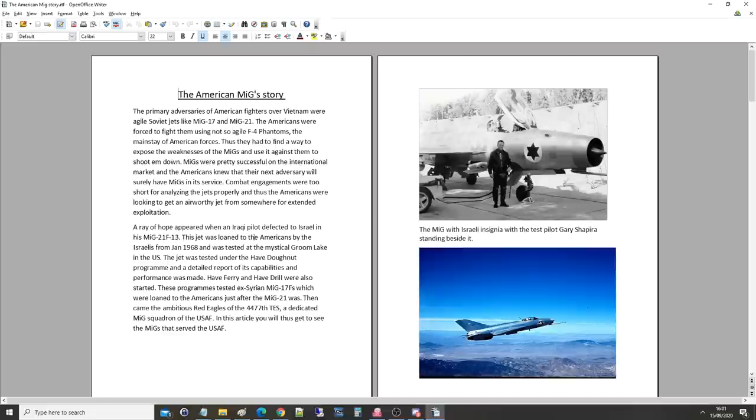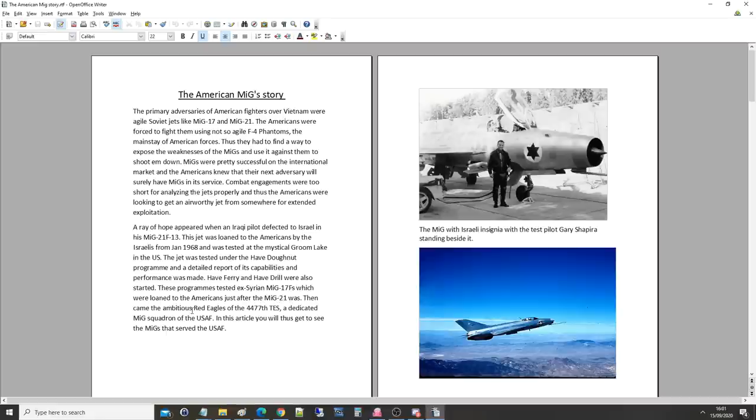This jet was loaned to the Americans by the Israelis from January 1968 and was tested at the mystical Groom Lake in the US. The jet was tested under the HAVE DONUT program and a detailed report of its capabilities and performance was made. HAVE FERRY and HAVE DRILL were also started. These programs tested ex-Syrian MiG-17Fs, which were loaned to the Americans just after the MiG-21 was.